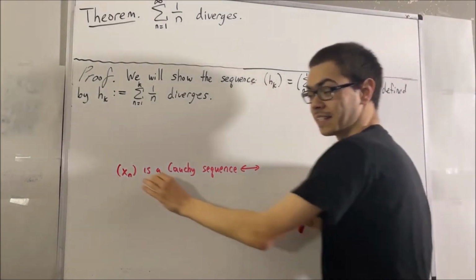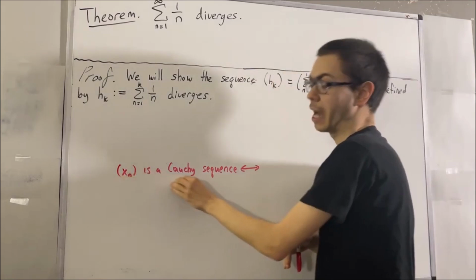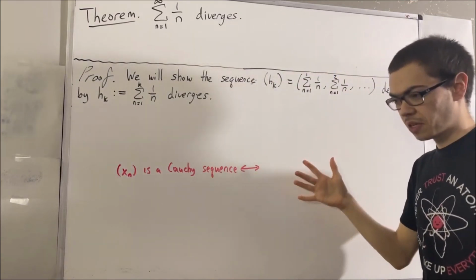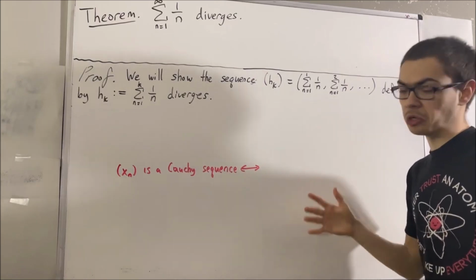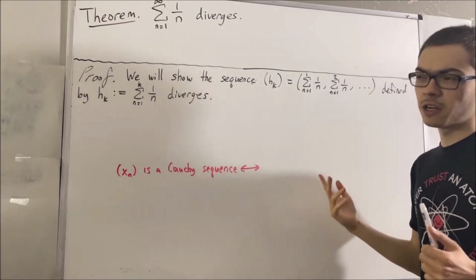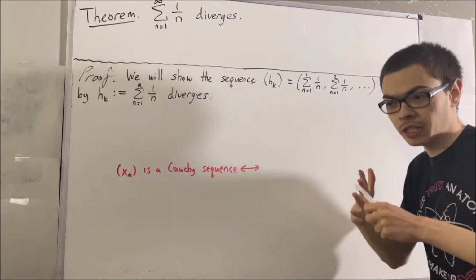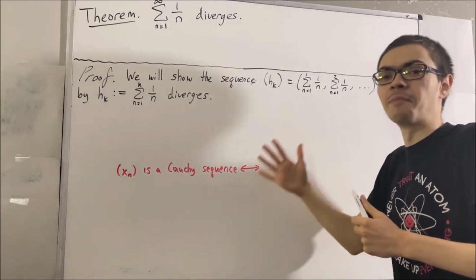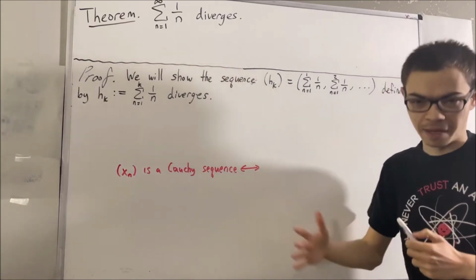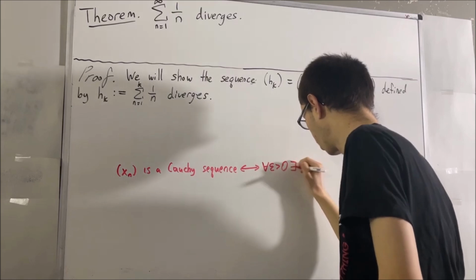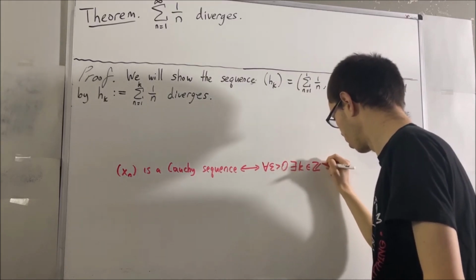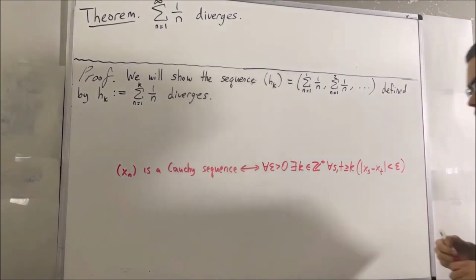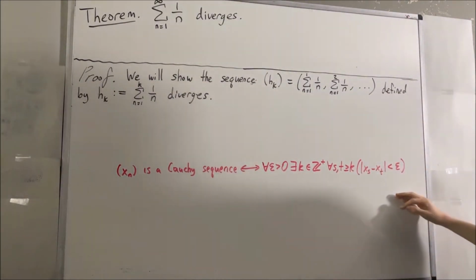To say that a sequence, say x_n, is a Cauchy sequence means: for every epsilon greater than 0, there exists a positive integer k such that for all positive integers s and t greater than or equal to k, we have that the absolute value of x_s minus x_t is less than epsilon. Right, so that's what it means.